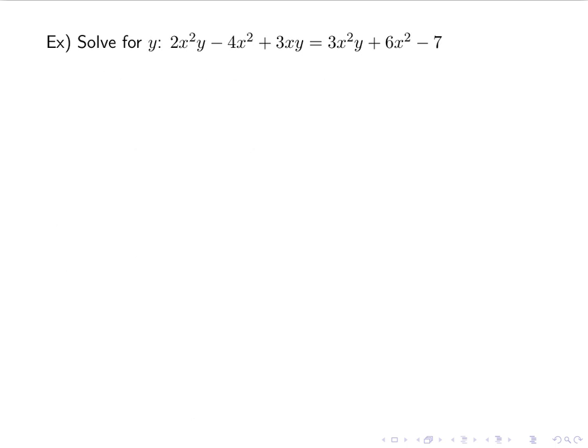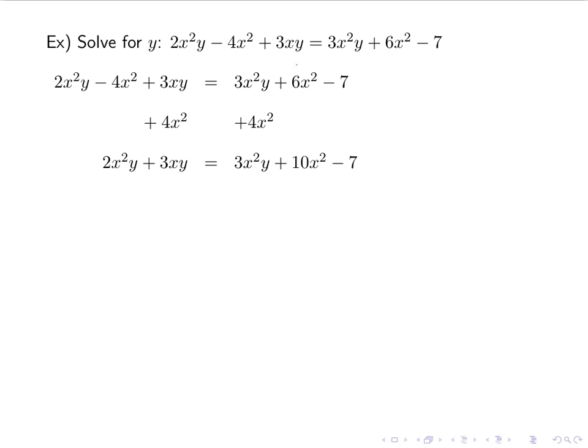And so now we'll do our last one. So solve for y. 2x squared y minus 4x squared plus 3xy. So we've got 2 terms with a y on the left equals 3x squared y plus 6x minus 7. We've got 1 term with a y on the right. So we're going to put all of those on the same side, everything else on the other side. So I'll start by getting rid of anything that doesn't have a y on the left. So I'll add 4x squared to both sides. Again, we can combine those two, so we get 3x squared y plus 10x squared minus 7 on the right.